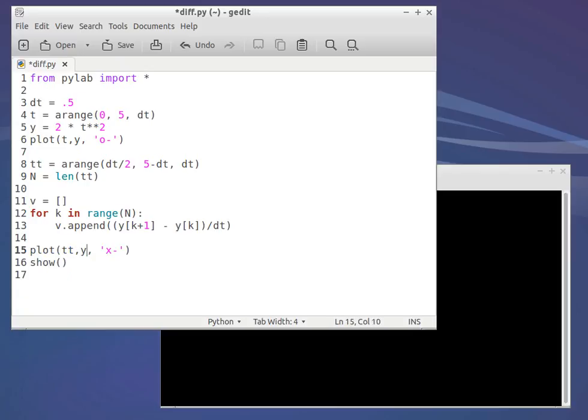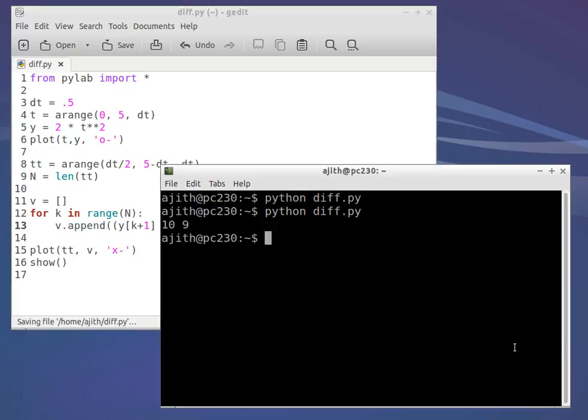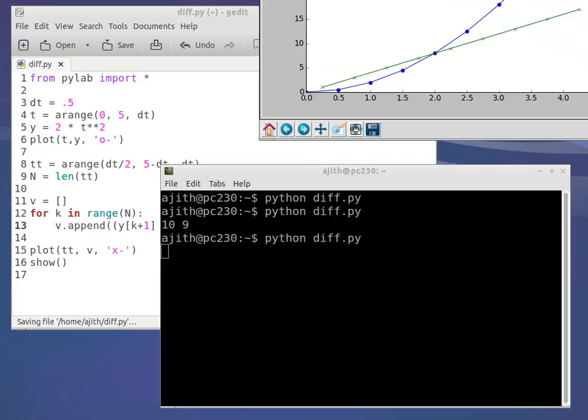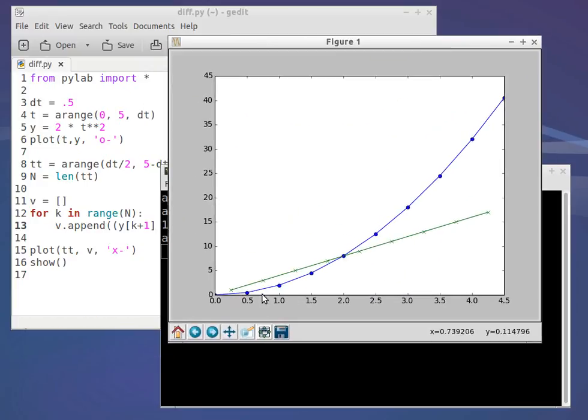So this is our v. So velocity. So this is how we calculate the velocity in this for loop every step. So let us have a look at the result. So you can see here, this is the velocity. It's a constant velocity, and position is going in this fashion.